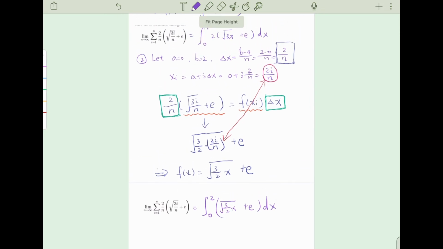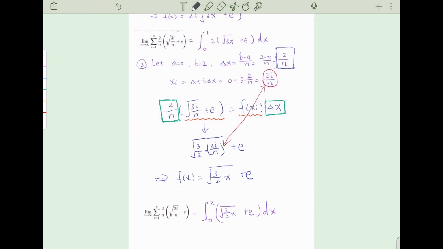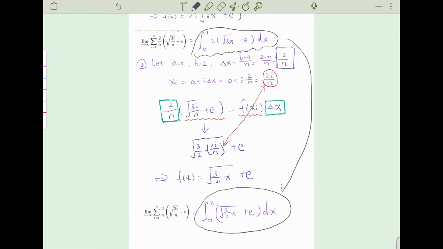Now we want to compare this with our previous expression. So our previous expression is here, and this is the new expression. They're both valid. They're both definite integrals expressing the limit of the summation. But they are different as we chose a different interval, and the function is also different, right?